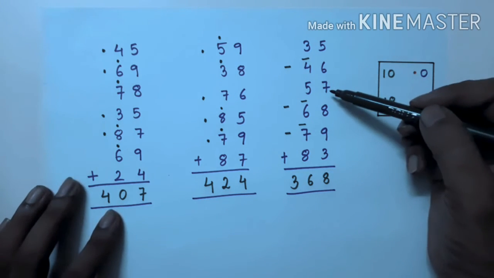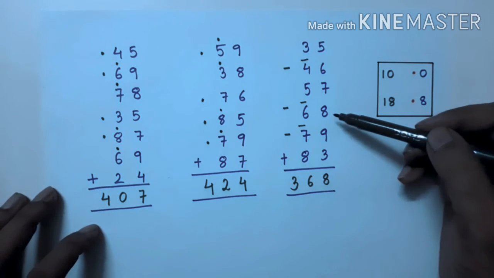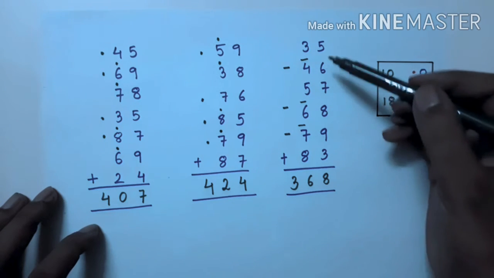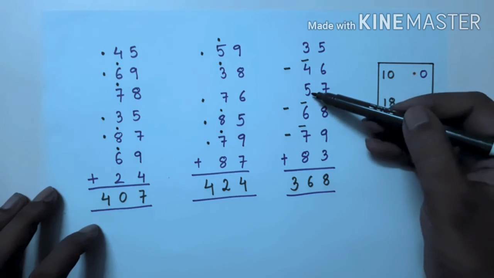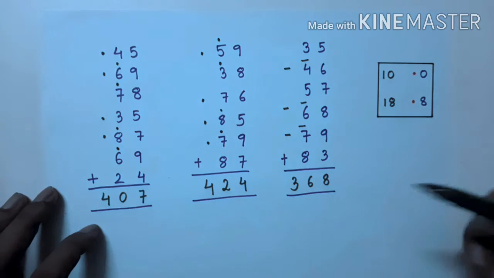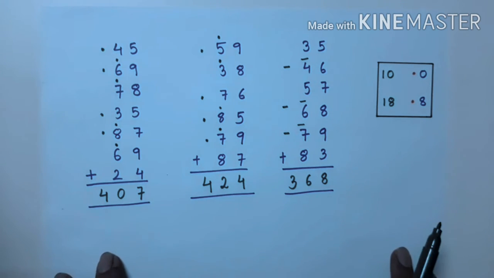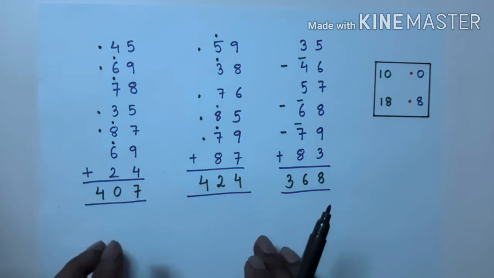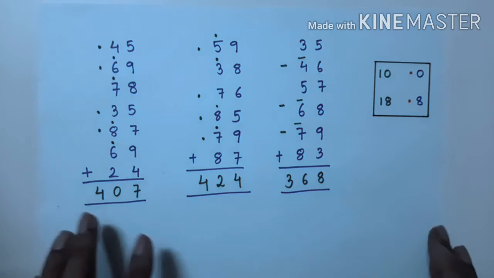5 plus 6, 11. 11, 7, 18. 18, 8, 26. 35, 38. 8, 3. 3, 3, 6. 10, 15, 21, 28, 36. So the answer is correct. So we can use this dot method or dash method with any number of digits.